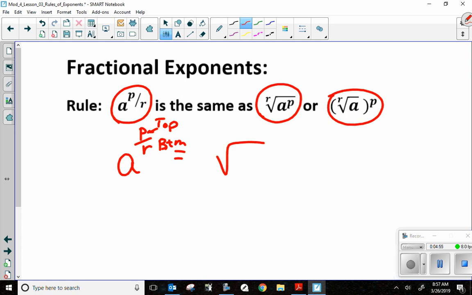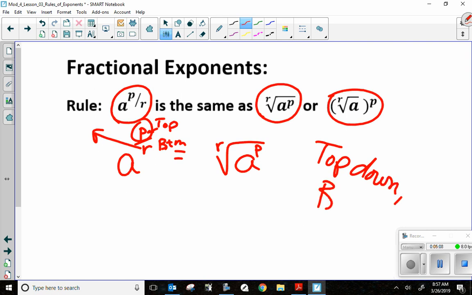So if I have a radical, here's my a. The top comes down and just stays here. Boom. The bottom is out. Top down, bottom out. Boom. Top down, bottom out. It's a quick way to remember it.